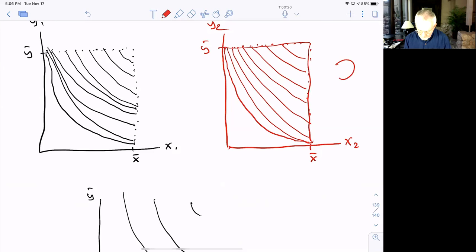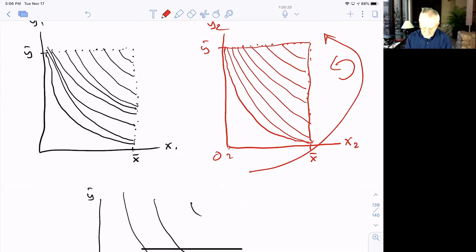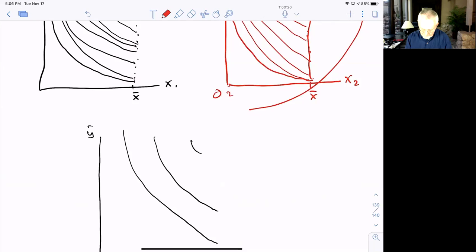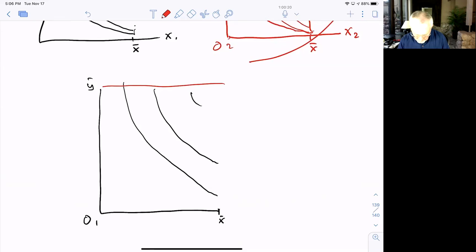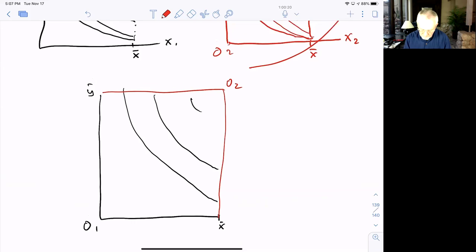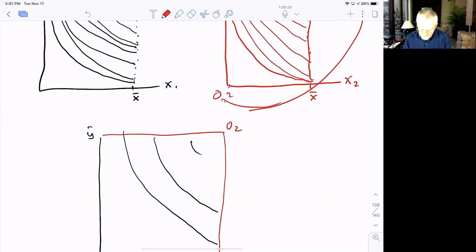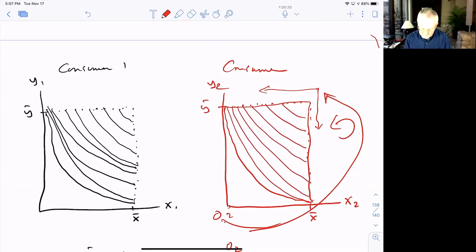and I'm going to flip it over. I'm going to flip it over so that the origin for person two moves to this corner here, and the x-axis now goes in this direction, and the y-axis will go in that direction after I flip it over. So I'm going to take this flipped over preference map for person two, and I'm going to put the origin, rather than at this corner, I'm going to flip it up to this corner.